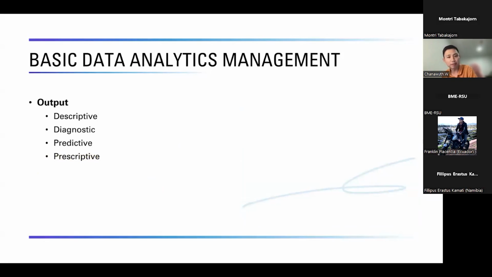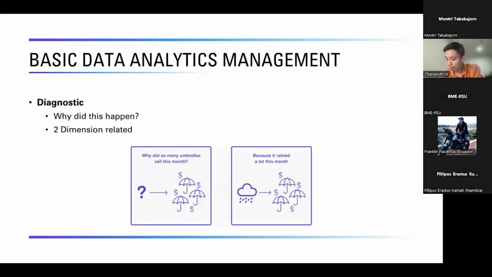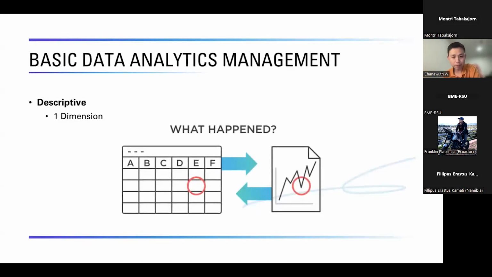And finally, the output of the basics of data analytics has four types. Yesterday you learned already, but I would like to wrap up the very basics. The output of data has four maturity levels. The first step, if you organize data analytics, is to describe the output. Descriptive output shows the data in one dimension.